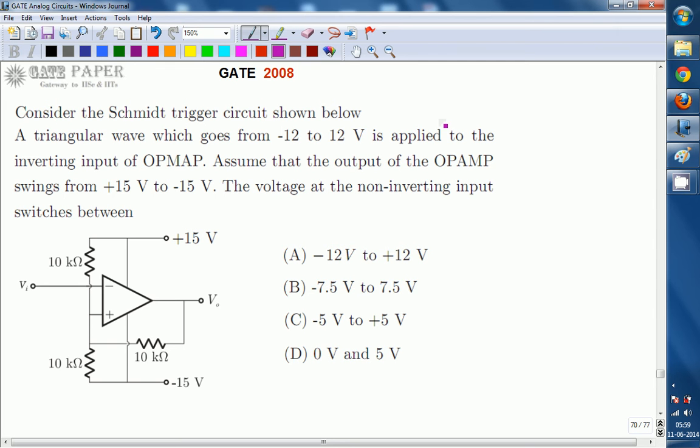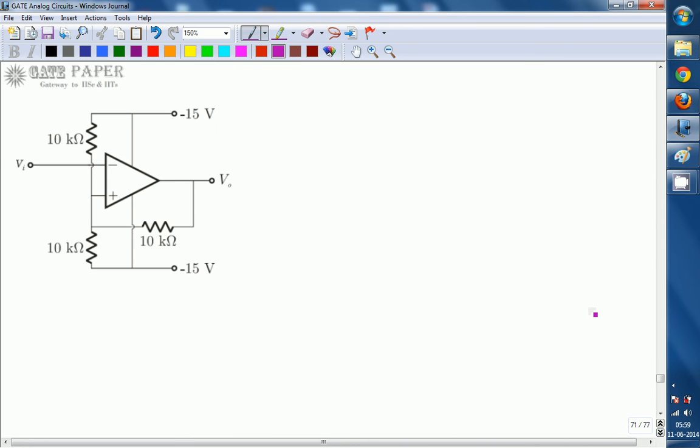So whenever the output is changing from minus 15 to plus 15 to minus 15, as the input changes from minus 12 to plus 12, by that time how is the voltage at the non-inverting terminal going to change? There are four options given, we have to pick the right one. Look at this. The first case is nothing but case 1.